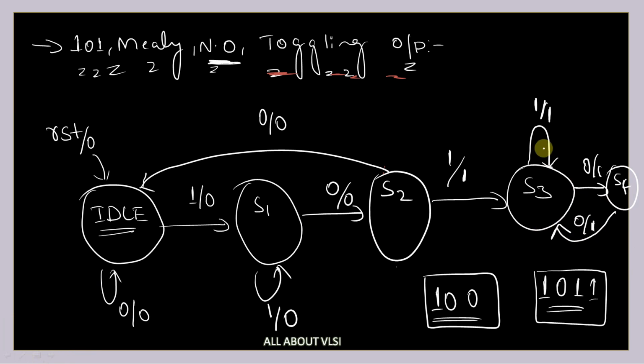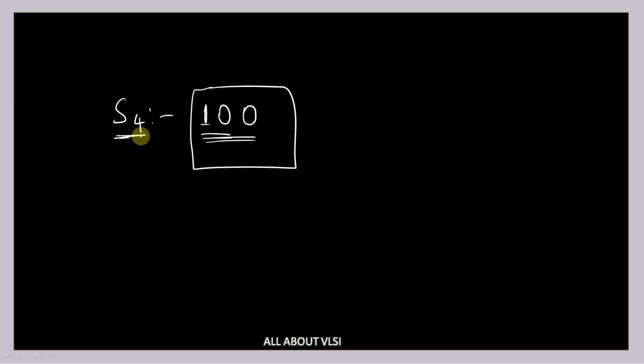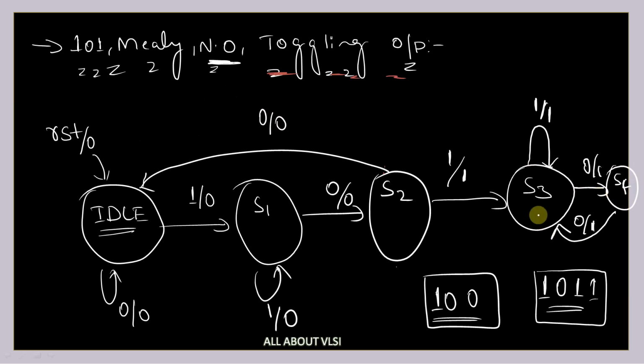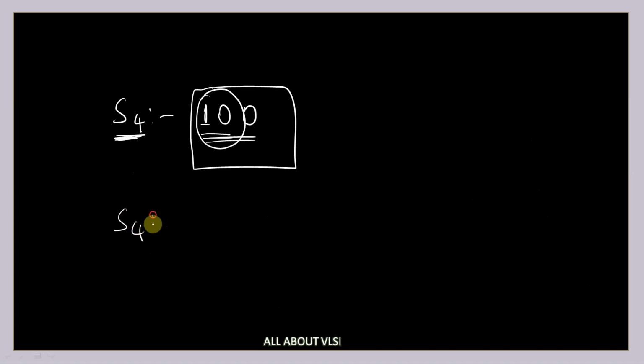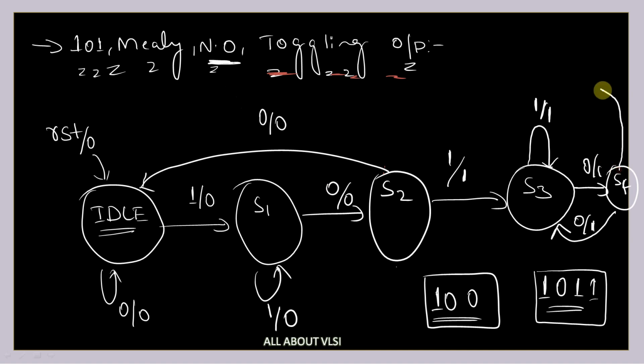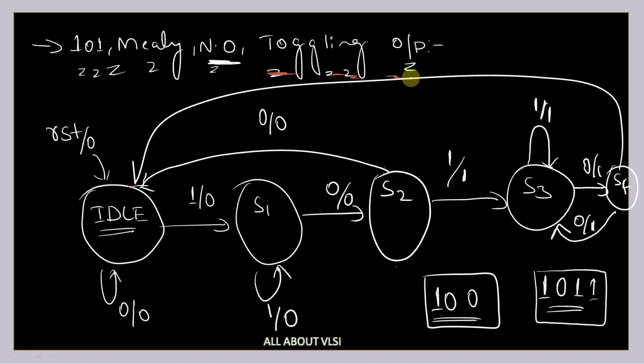This was the case where you are in S4 state, you have the sequence 1 0, and if you get one more 0, you go to S3 state. And when you are in S4 state with the sequence 1 0, and you get one more 1, then the sequence is 1 0 1. The sequence has been detected. Simply go to idle state and make your output 0. So this is how you design a 101 Mealy non-overlapping toggling output.